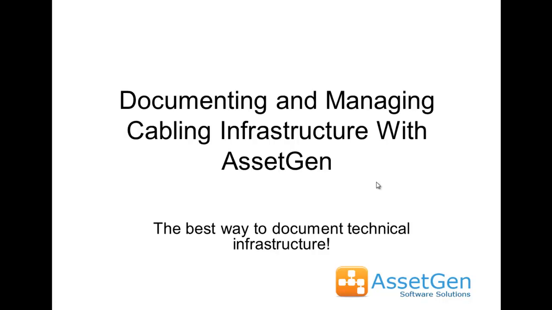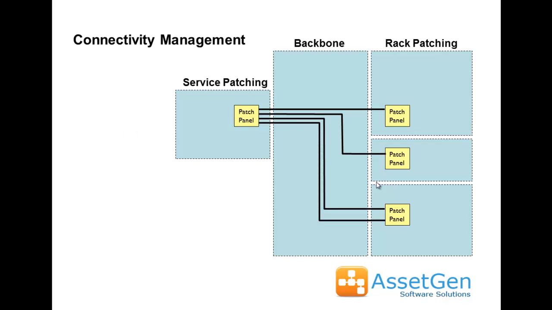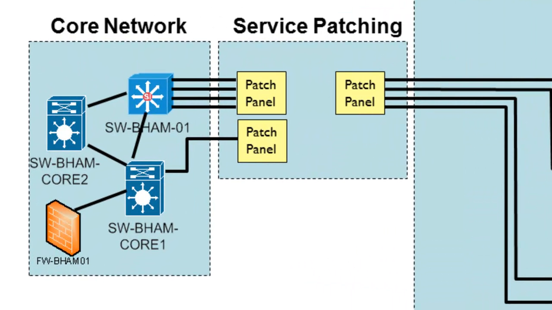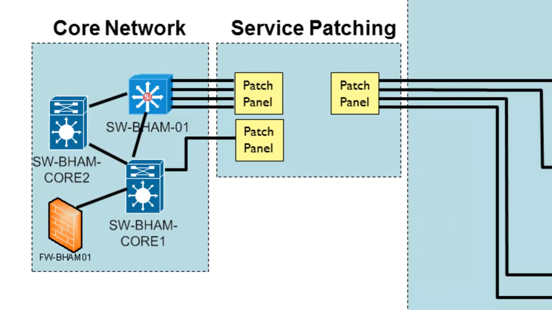I'm going to take you through how AssetGen can help you document and manage your cabling infrastructure. In any cabling infrastructure we have backbone cabling between patch panels, typically the vertical or backbone wiring. We also have our core network and shared resources, which could be in this case network switches, but the same will apply to SAN controllers, PBXs, power strips and other shared infrastructure.